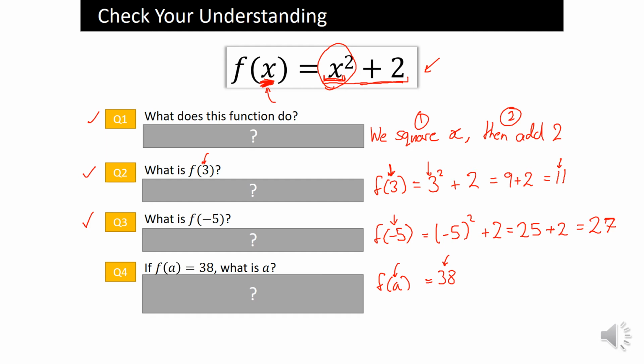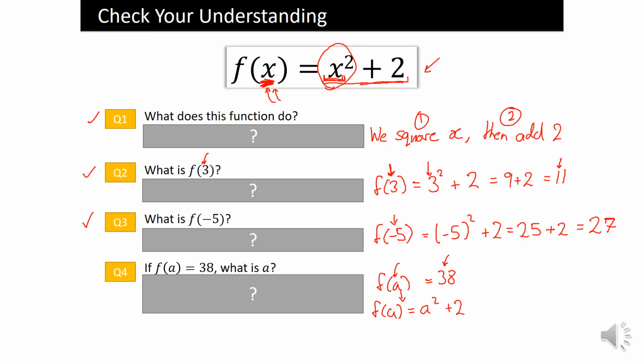So what we're going to do is we're going to write out f of a in terms of a. So we know that f of x is x squared plus 2. So f of a, we've swapped the x for the a, so we're going to rewrite that in terms of a as well. So we've got a squared plus 2. So we've got what f of a is.